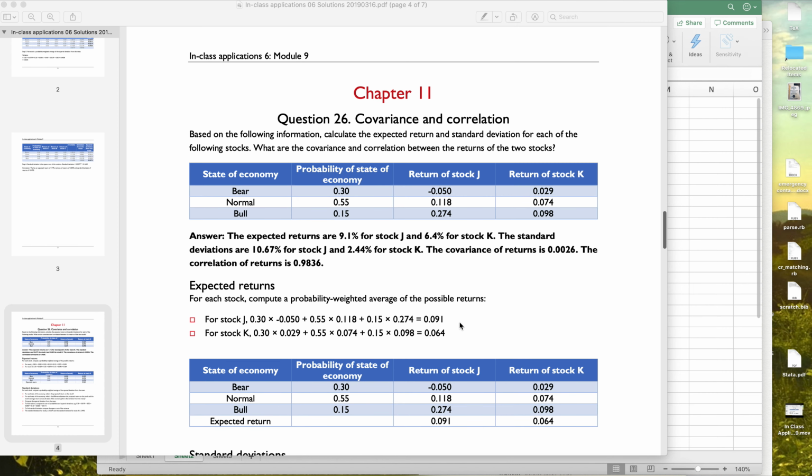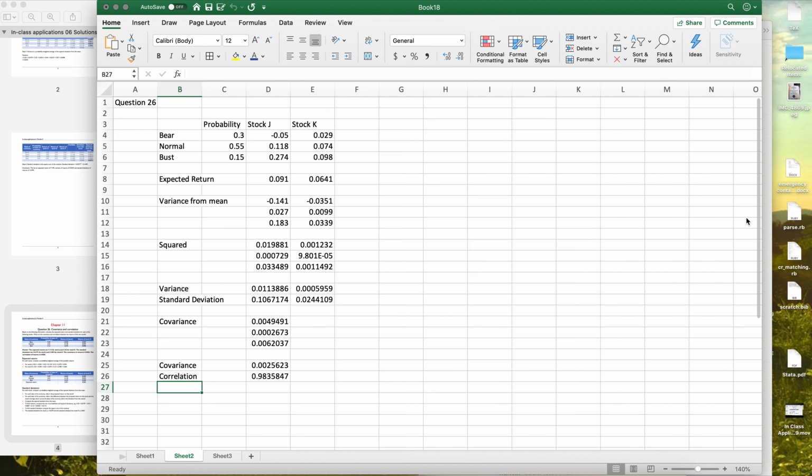From the in-class application 6. It says module 9, but it's really kind of module 8 material. Question 26 asks for variance, covariance, and correlation. So we have 3 different states of the world, 2 different stocks, and it asks for expected return, standard deviation, and then the covariance and correlation between the 2 stocks.